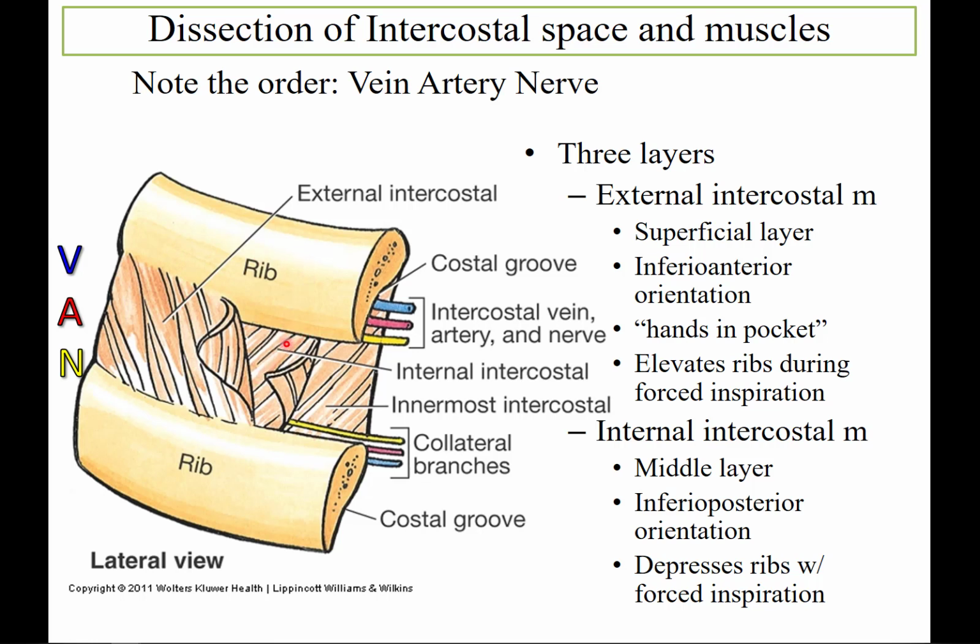Then you have the next layer, where you see the fiber direction is perpendicular to that. That means it is the middle layer, and the orientation of the fibers is infero-posterior. It depresses the ribs with forced expiration. And then you have the innermost intercostal muscles that will also help with forced expiration. Please do note that in the costal groove is where you're going to find your intercostal vein, artery, and nerve in exactly that order. That's important to realize because, when you give an injection to anesthetize the intercostal space, you need to be careful that you don't hit any of these structures.